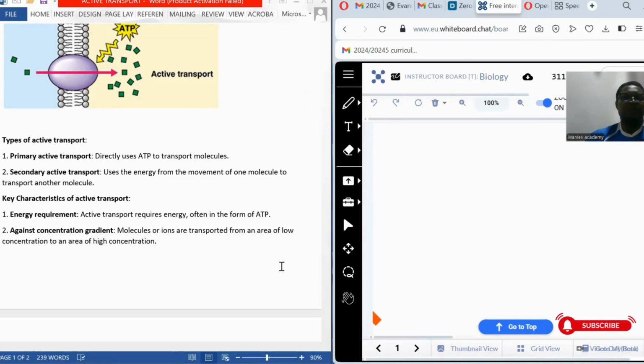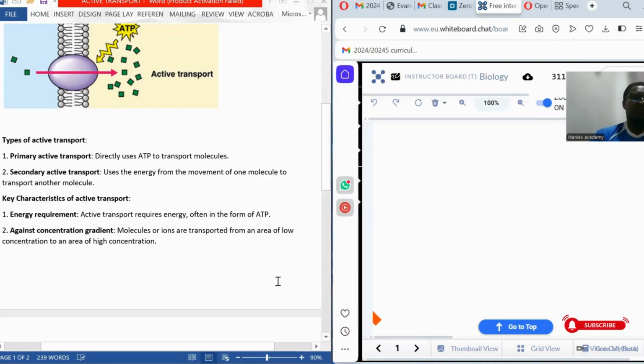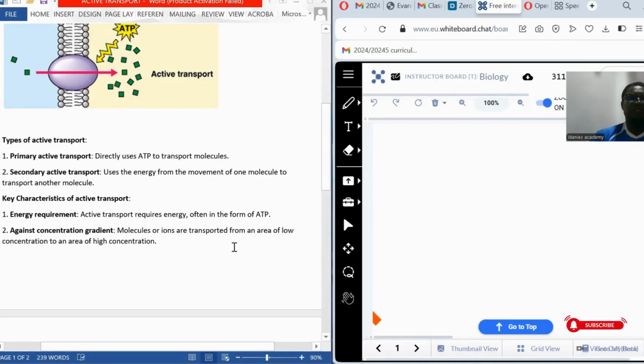Secondary active transport also uses energy when there is a movement of molecules from one area to the other, in means of transporting materials around the body of living tissue. So we have primary active transport and secondary active transport. Of course, they both use energy to carry out the movement of molecules.